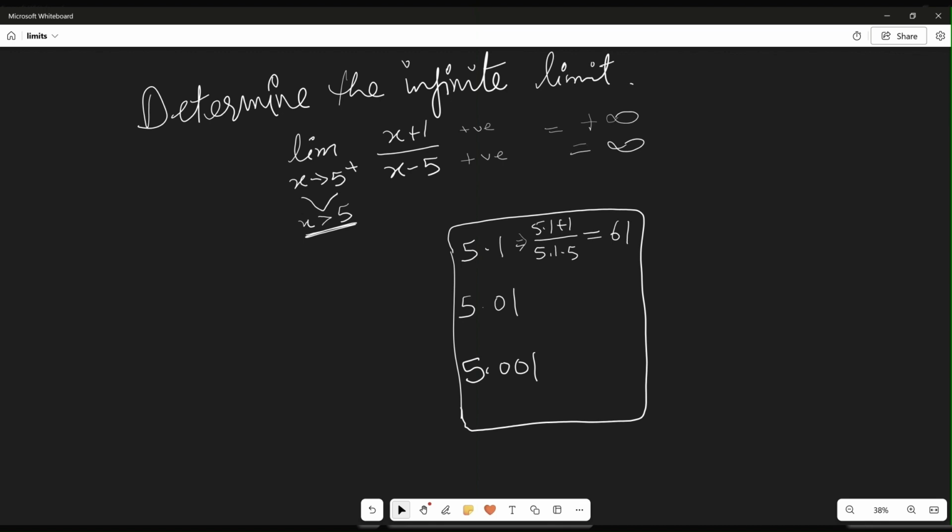Getting closer to 5 with 5.01, the value of this function seems to be 601. As you're getting closer, this is getting bigger and bigger. So this means as we're getting close to 5 from the right hand side, the number is getting bigger and bigger, right? A positive huge number.